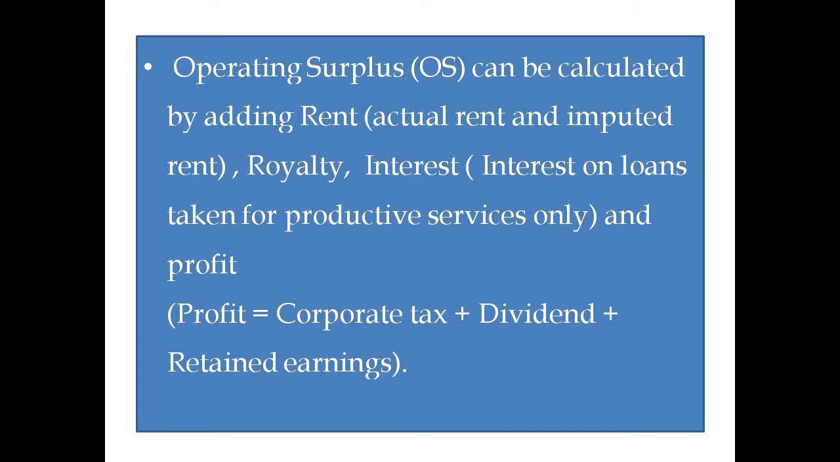Sometimes they will give OS as it is. Then you need not consider all these components. In case OS is not given, whatever components are given, you should add up in order to get OS. Sometimes profit will be given as it is. In case profit is not given, and if they have given dividends, retained earnings, corporate tax or corporation tax, add up all these, you will get profit. So profit can be calculated by adding corporate tax, dividends, and retained earnings. If profit is directly given, you need not consider these components. So this is how OS is calculated.